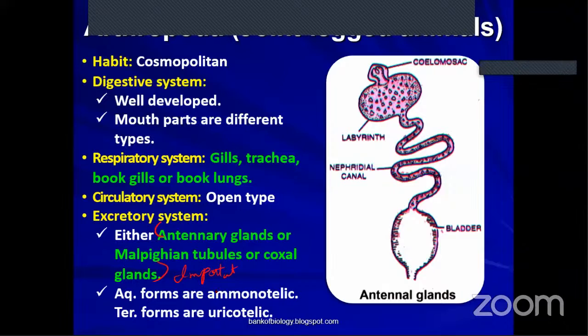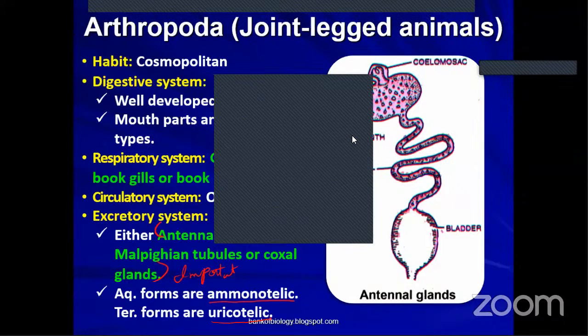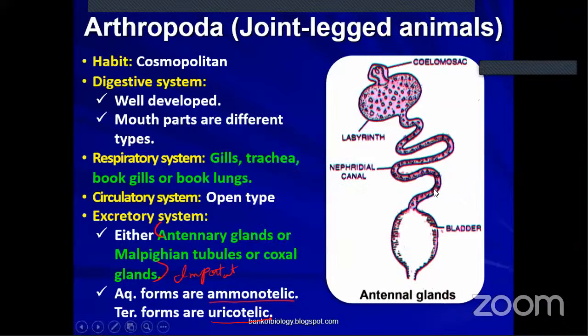Then aquatic forms are ammonotelic. What do you mean by ammonotelic? They excrete ammonia. So the terrestrial forms are uricotelic. That means they excrete uric acid. Okay. So take it down, students.